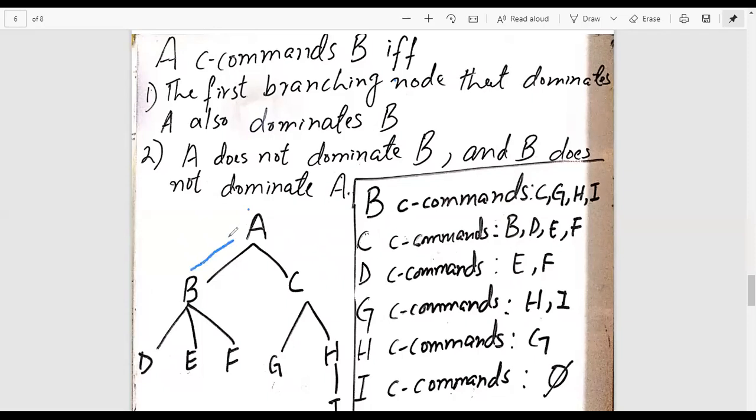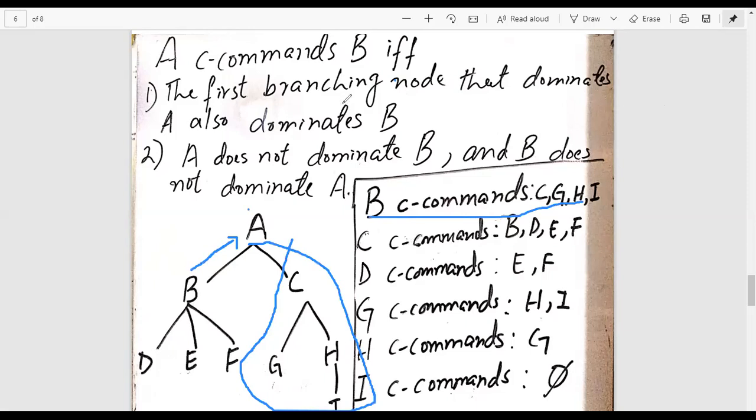Here, one step up, you will find A. Then after going one step up, you will go all the way down, right? So we can say that B c-commands C and all the nodes under that umbrella. B c-commands C, G, H, and I. I have written here as well that B c-commands C, G, H, and I.